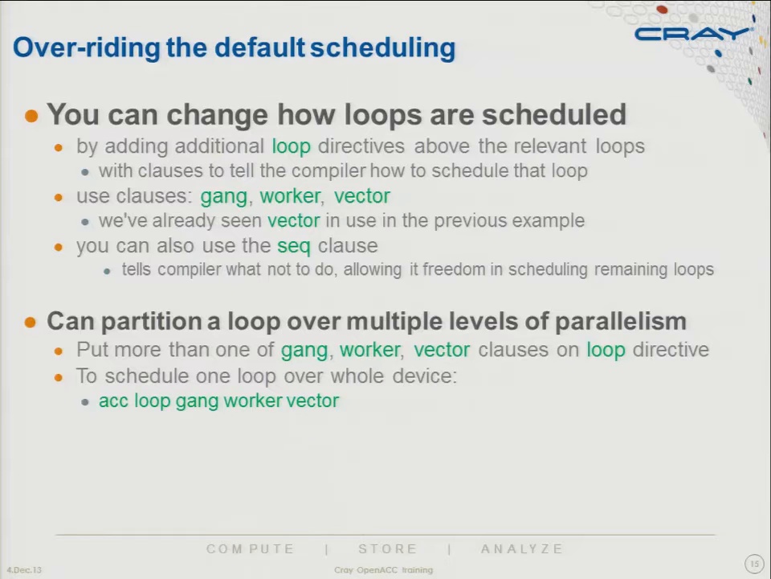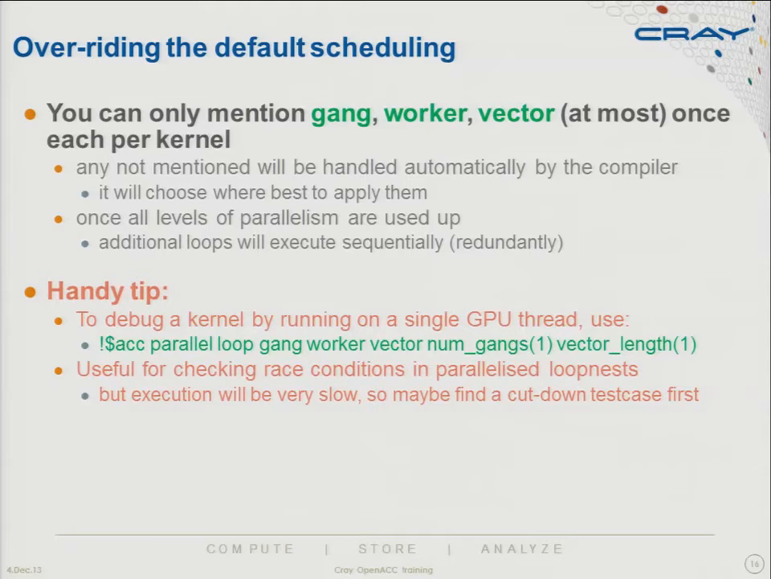You can change how loops are scheduled. We've seen using the sequential clause, and we've seen using vector to tell it which loop to vectorize. But you can also tell it this loop should be divided over thread blocks, this loop should be divided over workers, this loop should be divided over vectors. And you can take one loop and divide it over multiple levels of parallelism just by putting the clauses together. So, plenty of freedom. What's the best thing to do?